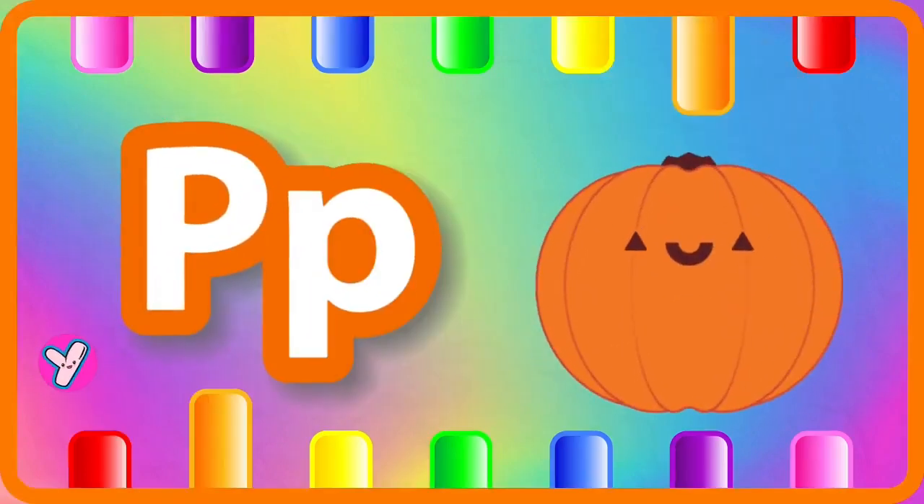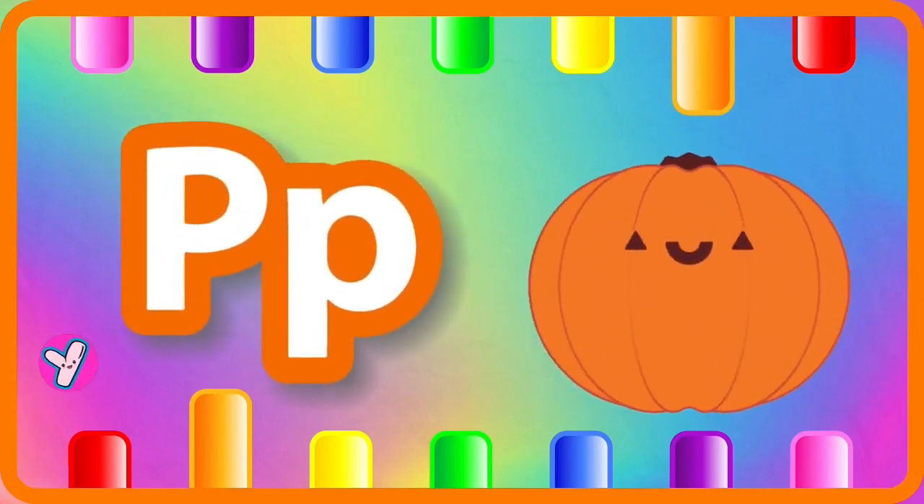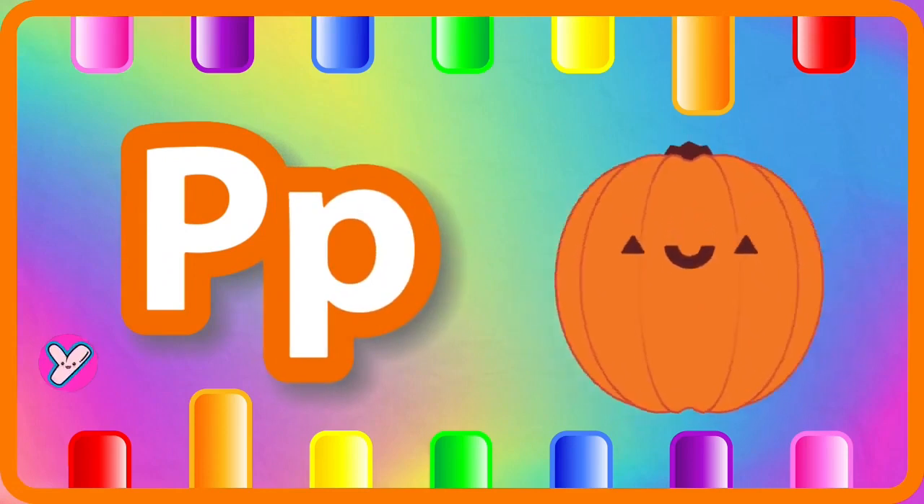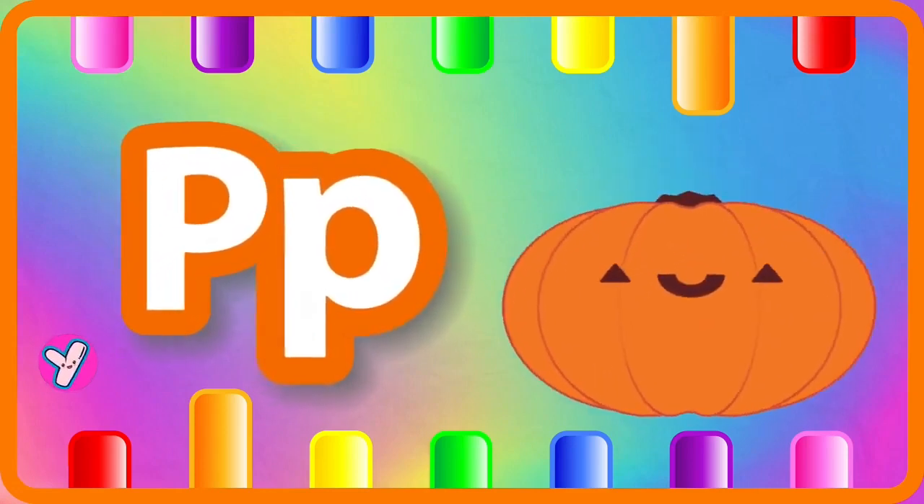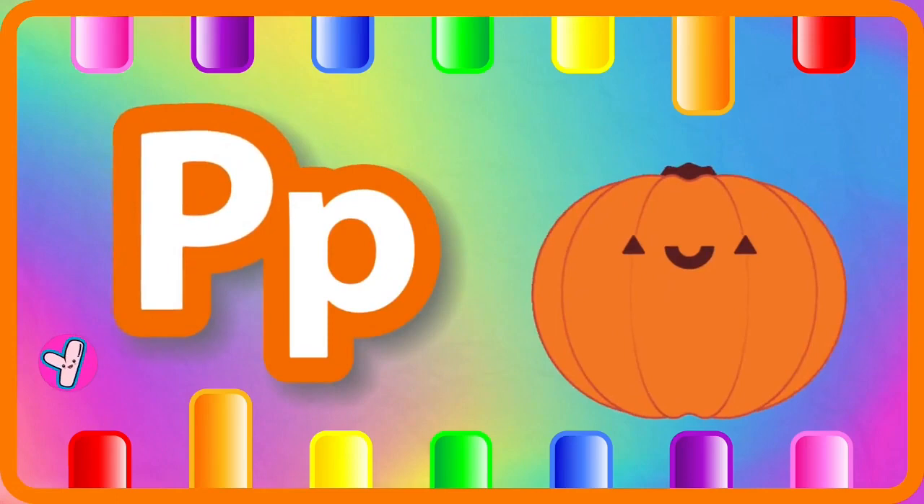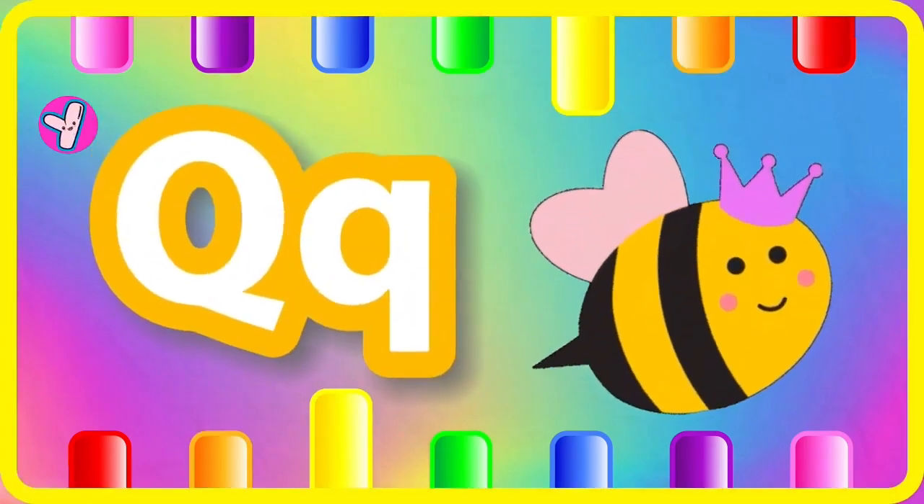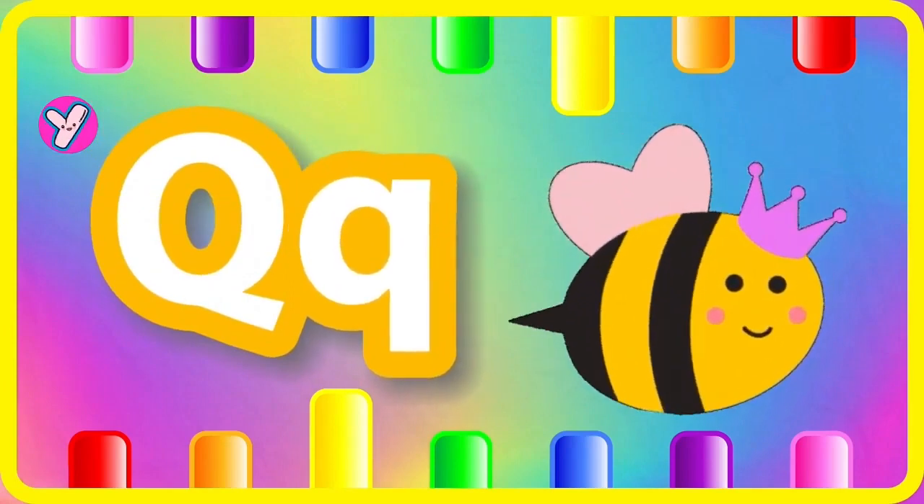P is for pumpkin, pumpkin. P is for pumpkin, pumpkin. Q is for queen bee, queen bee.